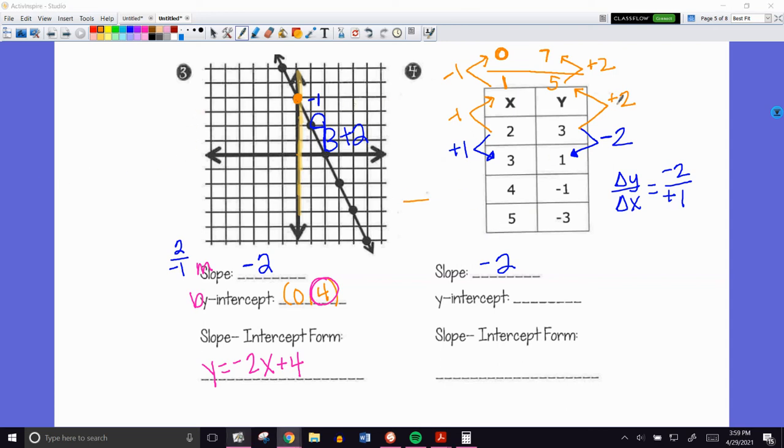All right, so my y-intercept, there's my x being 0, is going to be 0, 7. So when I write my equation, y equals slope, remember, is m, so -2x, and then my y-intercept is b, and that's a +7.